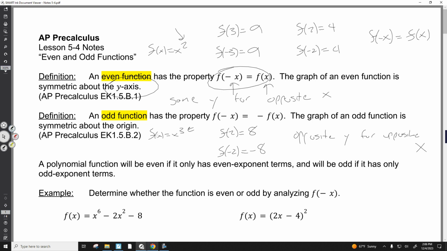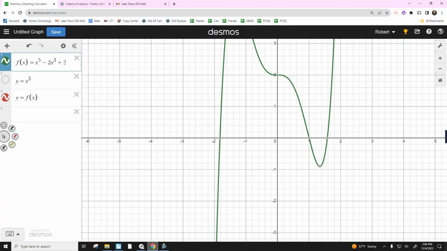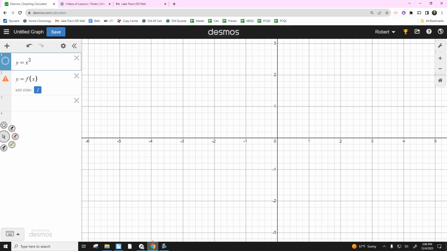Visually, you can look at x squared and you see the symmetry. You have one point to the right, you'll have the exact same point to the left on the opposite side of things. If you look at x cubed, you have one point to the right, you'll have the opposite point to the left. That's what it means to be odd. Cool.